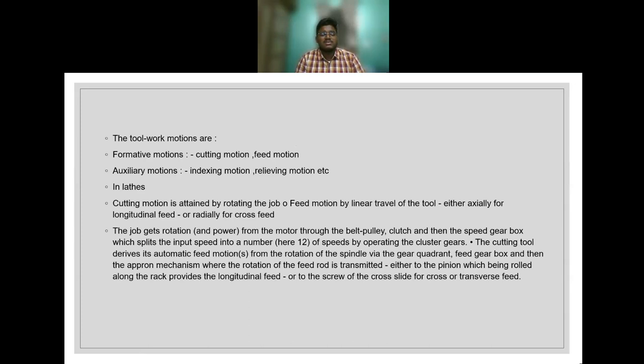The job gets rotation from the motor through the belt pulley and clutches, then the speed gearbox, which splits the input speed into a number of speeds by operating the cluster gears. The cutting tool derives its automatic feed motion from the rotation of the spindle via the gear quadrant, feed gearbox, and then the apron mechanism, where the rotation of the feed rod is transmitted either to the pinion, which rolls along the rack providing the longitudinal feed, or to the screw of the cross slide for transverse feed.